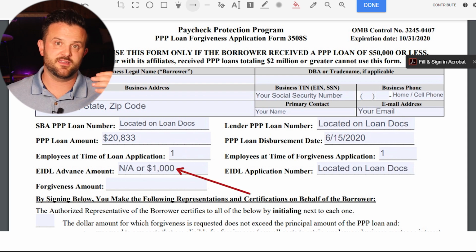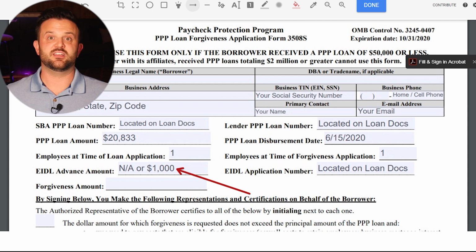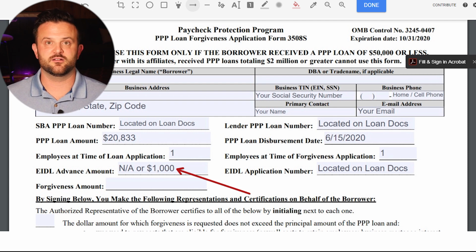Now here we get to the part that, yes, is going to seem unfair to some people. However, you were probably the lucky few to actually get an EIDL advance. But if you got an advance, not the loan, the advance, they want the advanced amount in this portion. So you can just put NA if that does not apply. But if you got, let's say, that $1,000 advance, you're going to put that here. And yes, they are going to deduct that from your PPP loan forgiveness amount. And again, if this does apply to you, go ahead and put the EIDL application number. Again, that's going to be on your loan documents, or you can put NA.